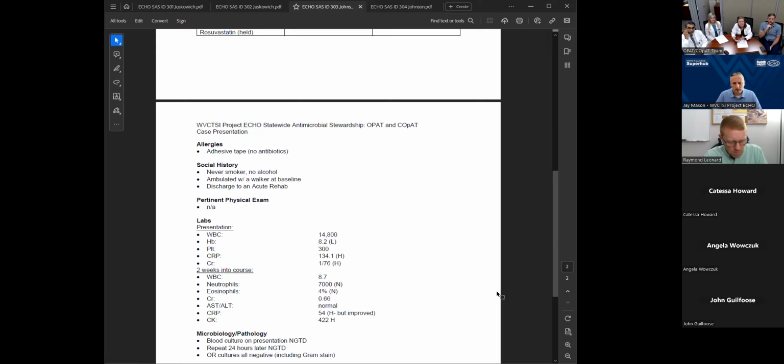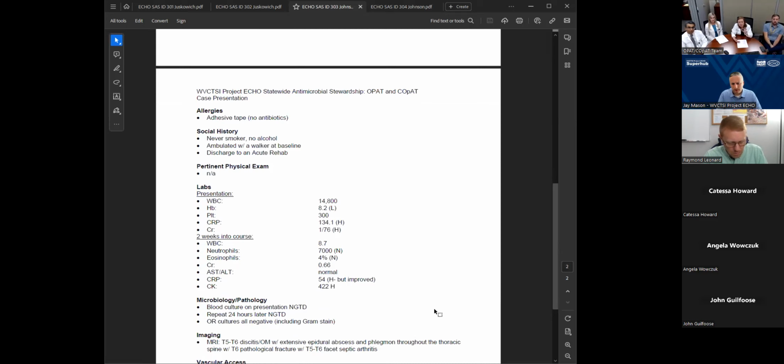When we look at her labs at presentation, this is just showing she definitely has an infection. She did have an AKI with her creatinine of 1.76. Sorry for that typo, that CRP 134. Two weeks into her course, which is where we are now, with the patient being on dapto and ceftriaxone, the only notable thing really is that her creatinine kinase, or her CK, is elevated. It's 422. Her kidney number is normal, liver function panel normal. Her CRP, which we monitor, has dramatically already improved.